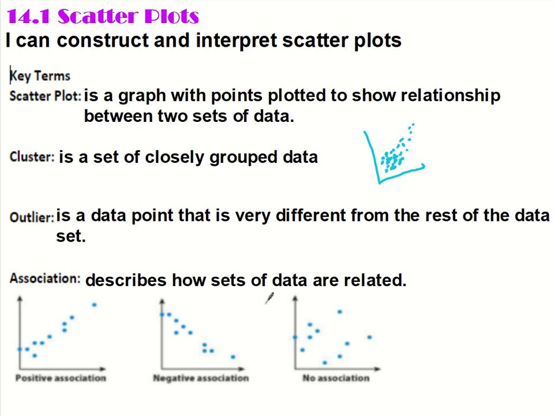An outlier is a data point that is very different from the rest of the data. So all this is kind of trending upwards, but then we have this random point over here. This would be considered an outlier, or maybe one up here. It doesn't really fit with the data.